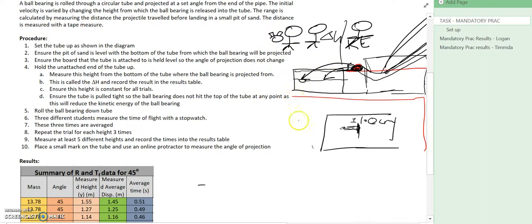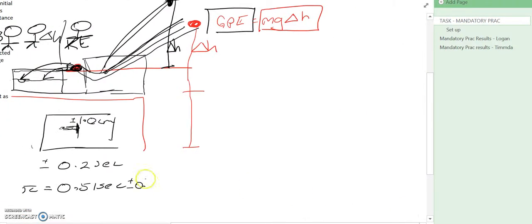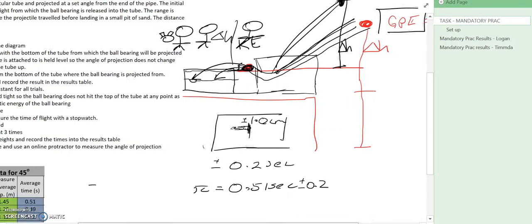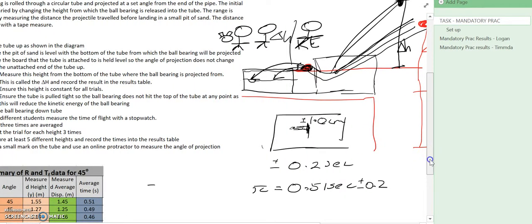The stopwatches also had an uncertainty of plus or minus 0.2 seconds, and if you look at some of the times, the average time of flight that was measured was 0.51 seconds. If that's the average time of flight, and we've got that plus or minus 0.2 seconds, that's about 2/5, so 40% potential error or inaccuracy in our measurement, which is quite significant.